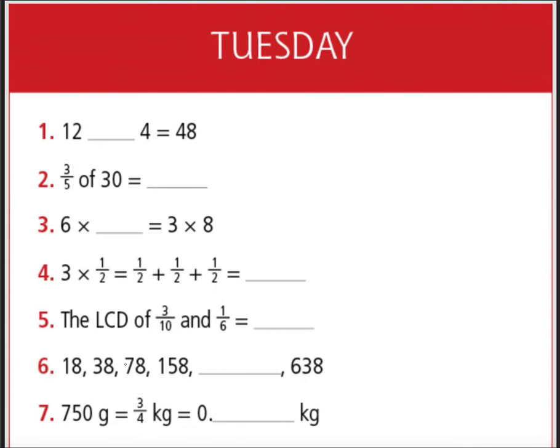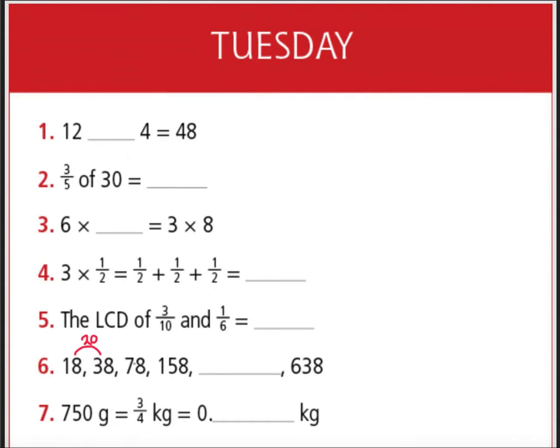Number 6, we have 18, 38, 78, 158. We have to find out what is happening here, and it's not obvious straight away, so we need to start looking at what happened. What do you do to get from 18 to 38? Well, you would jump by 20. 18 plus 20 gives you 38.